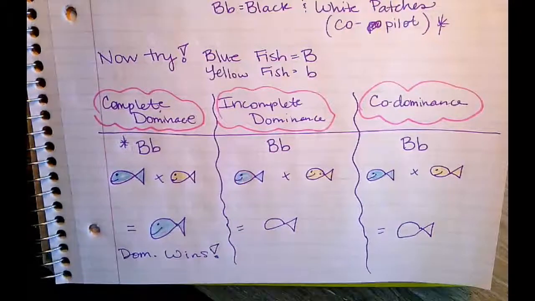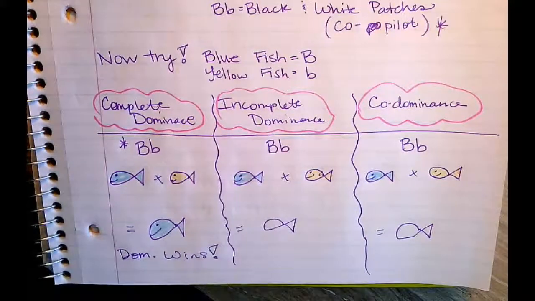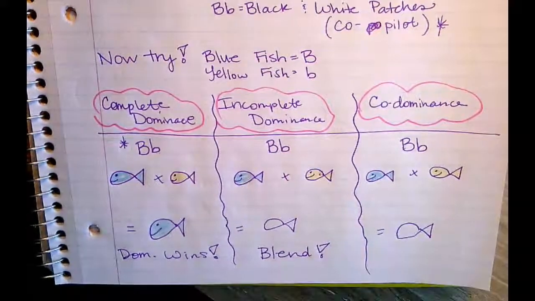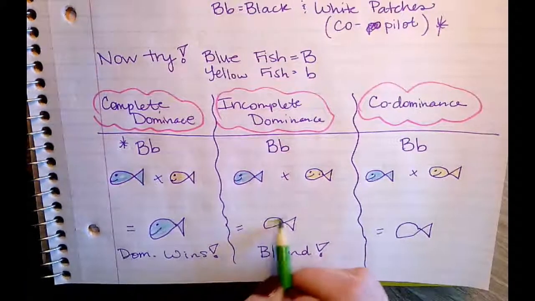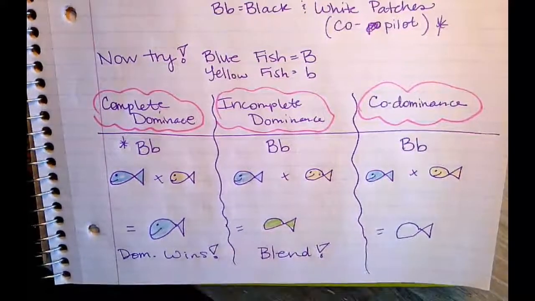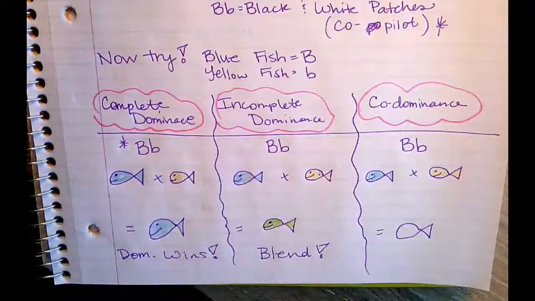Okay? Now with incomplete, remember incomplete means a blend. Okay? If you were to blend these colors together, yellow and blue create green. So you would actually end up with a green fish. Okay, which seems kind of odd. You're like, there's a blue fish and a yellow fish. It shouldn't equal a green, but it does. It's a blend. You're showing both of the colors.